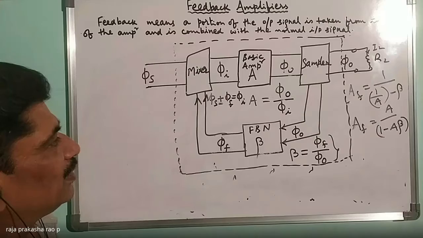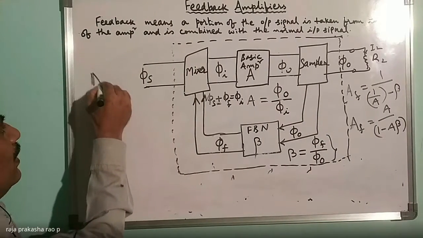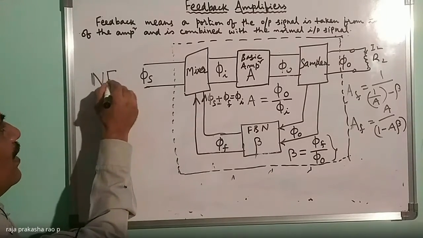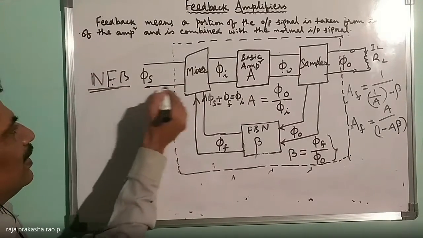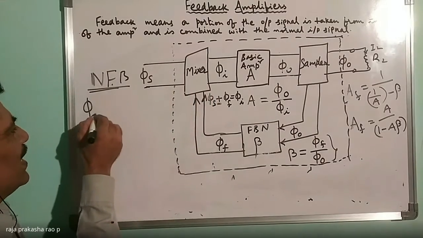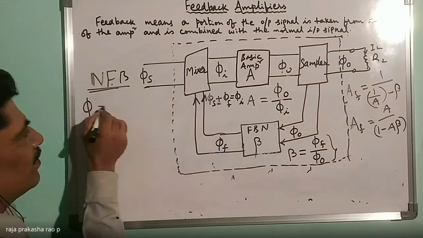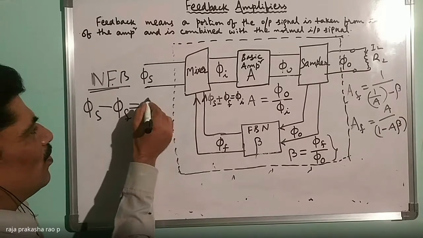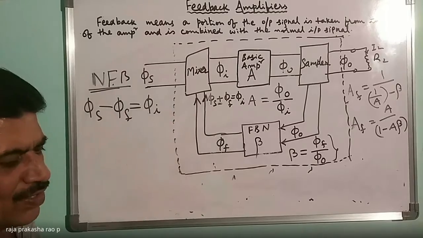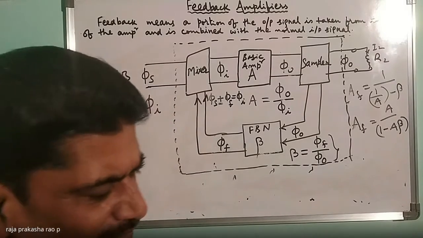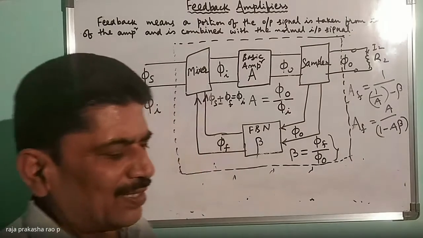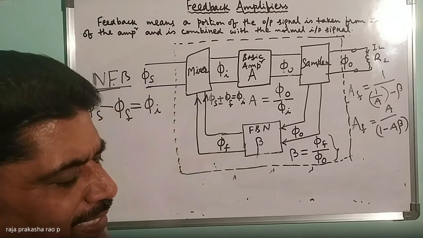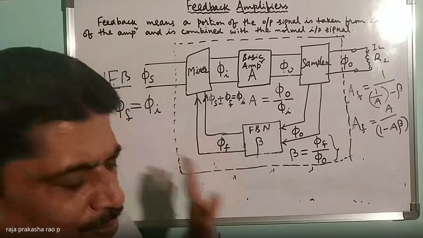So in negative feedback, we'll see what is happening now. This mixer is subtracting Vf from Vs, and the result is assigned to Vi. So we can say Vi is equal to Vs minus Vf. Very clear now, students? Now we are discussing negative feedback. In negative feedback, the mixer is subtracting the feedback signal from the input signal.